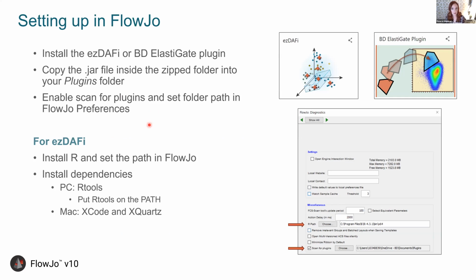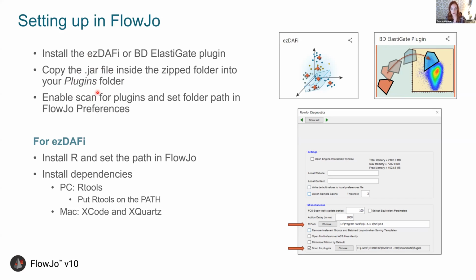All right, so setting up the tools in FlowJo. For either tool, whether it's EasyDaffy or the BD Elasticate plugin, you can retrieve each of those plugins from the FlowJo Exchange at no additional cost. You just need your FlowJo license to be able to use them within FlowJo. You download those tools, and they'll come in a zipped folder. Inside the zip folder, you will have a jar file, which is really what FlowJo needs. You'll take that jar file and drag it inside a plugins folder.